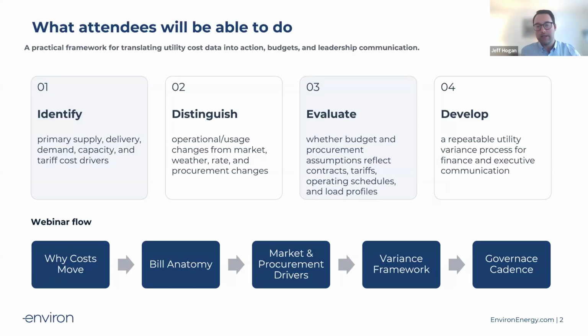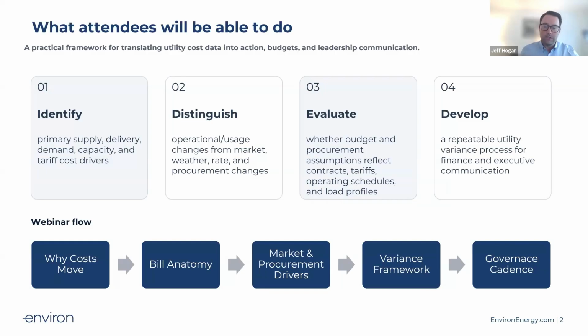Lastly, and not least, we want to provide you a way to develop a repeatable variance process. The goal is not just to explain a bill after the fact. The goal is to create a cadence that helps facilities teams identify risk earlier, communicate that more clearly, and take action before the same issue shows up again next year or next month.